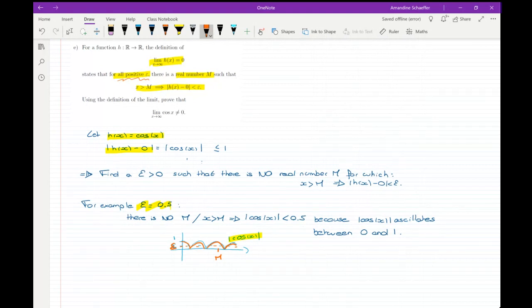Remember, we're trying to prove that something is not true, that it's not working, so you just need to find one counterexample. If you find, for example, epsilon equals 0.5, you're showing that there is no m such that if x is greater than m, the absolute value of cosine is less than this epsilon. That's enough to show that this is not true for all positive epsilon. All right. This one was worth 2 marks.